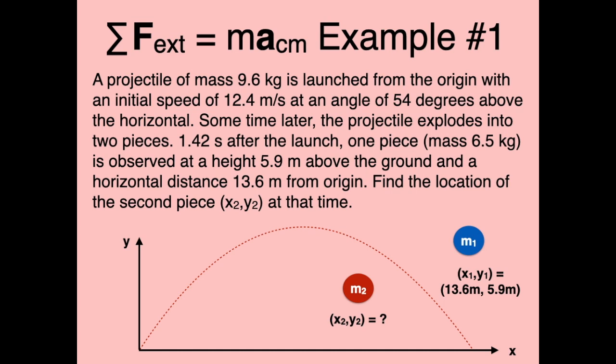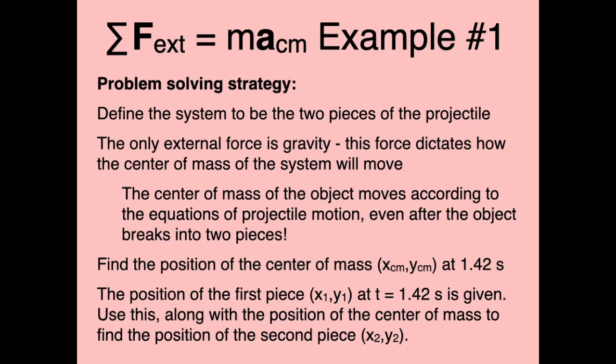We know exactly where that is because we see it at a coordinate of x1 equal to 13.6 meters and a y coordinate of 5.9 meters. So we know where that first piece is. Now the second piece, we're calling that M2, we don't know where it is, but it turns out we can actually calculate that position using this idea of center of mass.